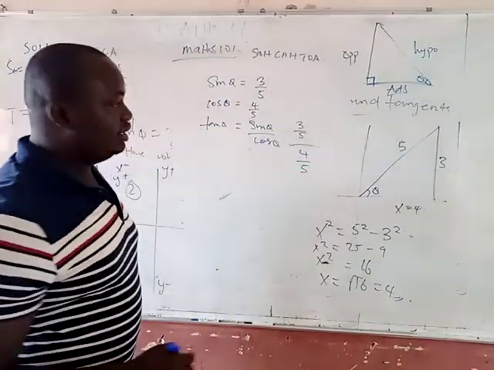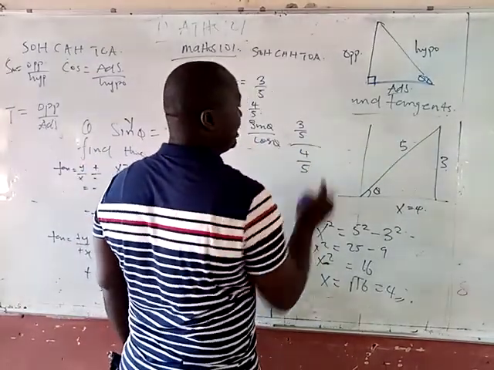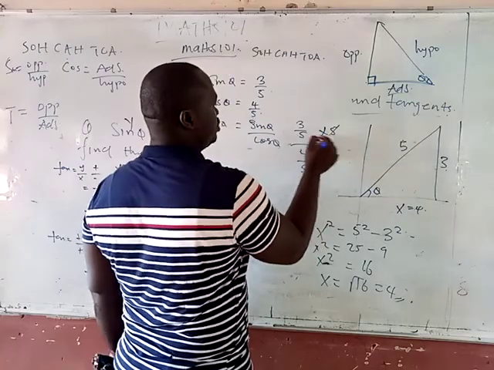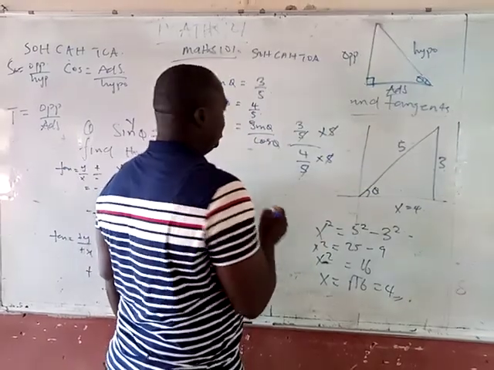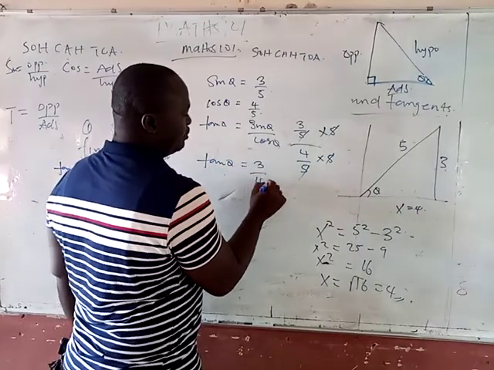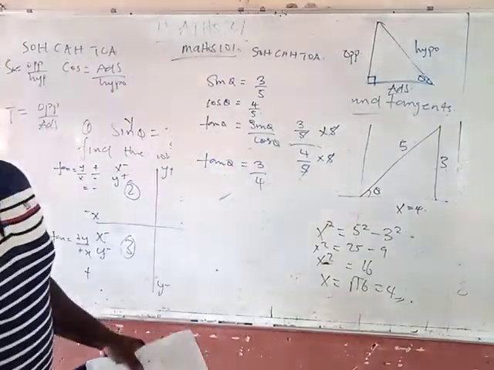Are you seeing it? Now all I have to do is just multiply up and down by 5. So that will cancel out. Times this one by 5, times this one. This will cancel, this will cancel this. So that means that tan of theta is 3 all over 4. Can you see it? Good.